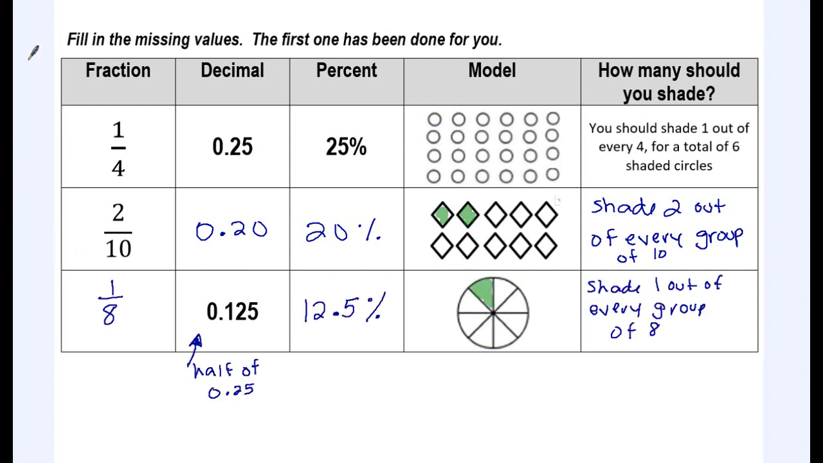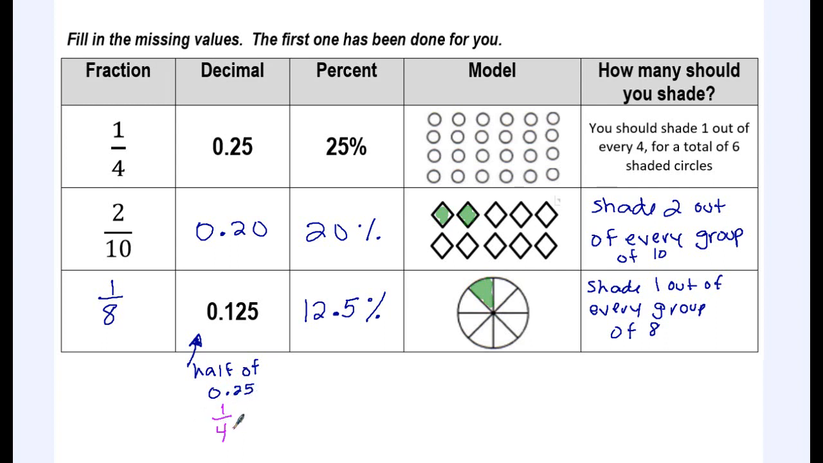Okay, let's see how you did. You were given the decimal. You were given 125 thousandths. Or looking at this, it's like 12.5 cents, right? So think about that. 12.5 cents. That's half of 25 cents. Did you remember that? And half of 25 cents. 25 cents is 1/4. Because it's a quarter.